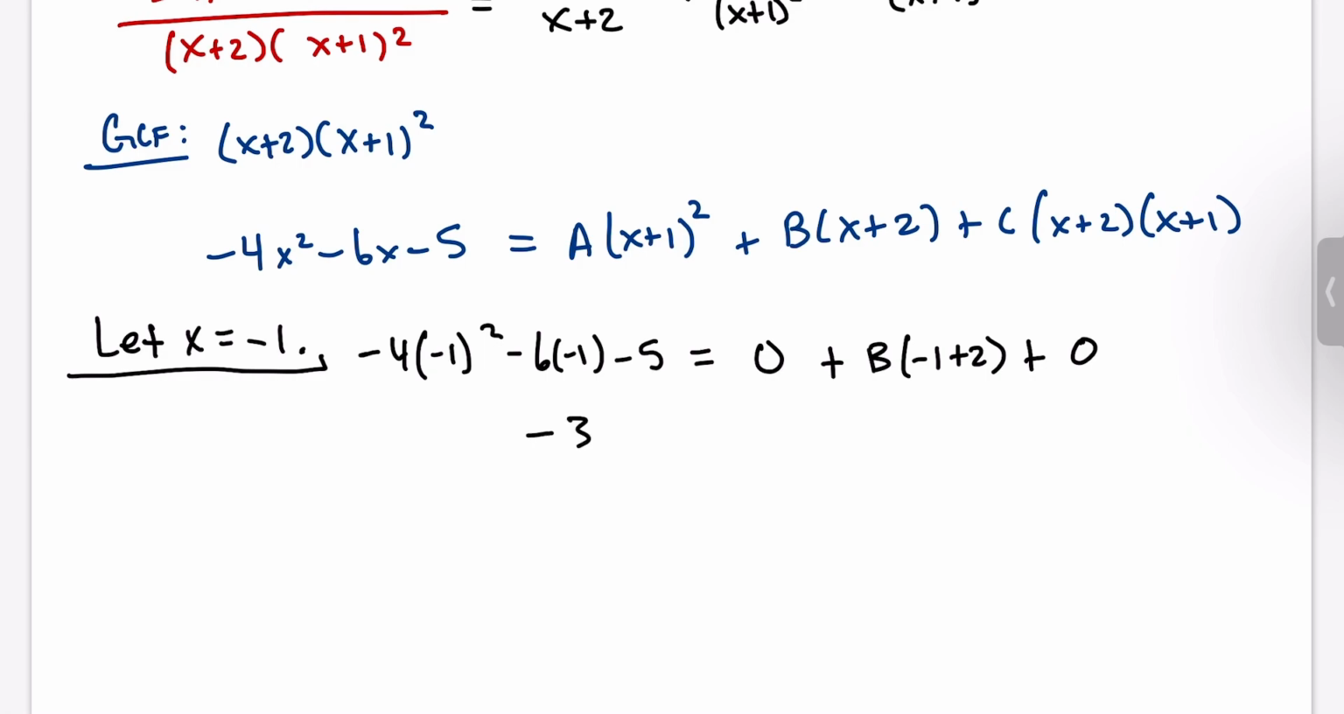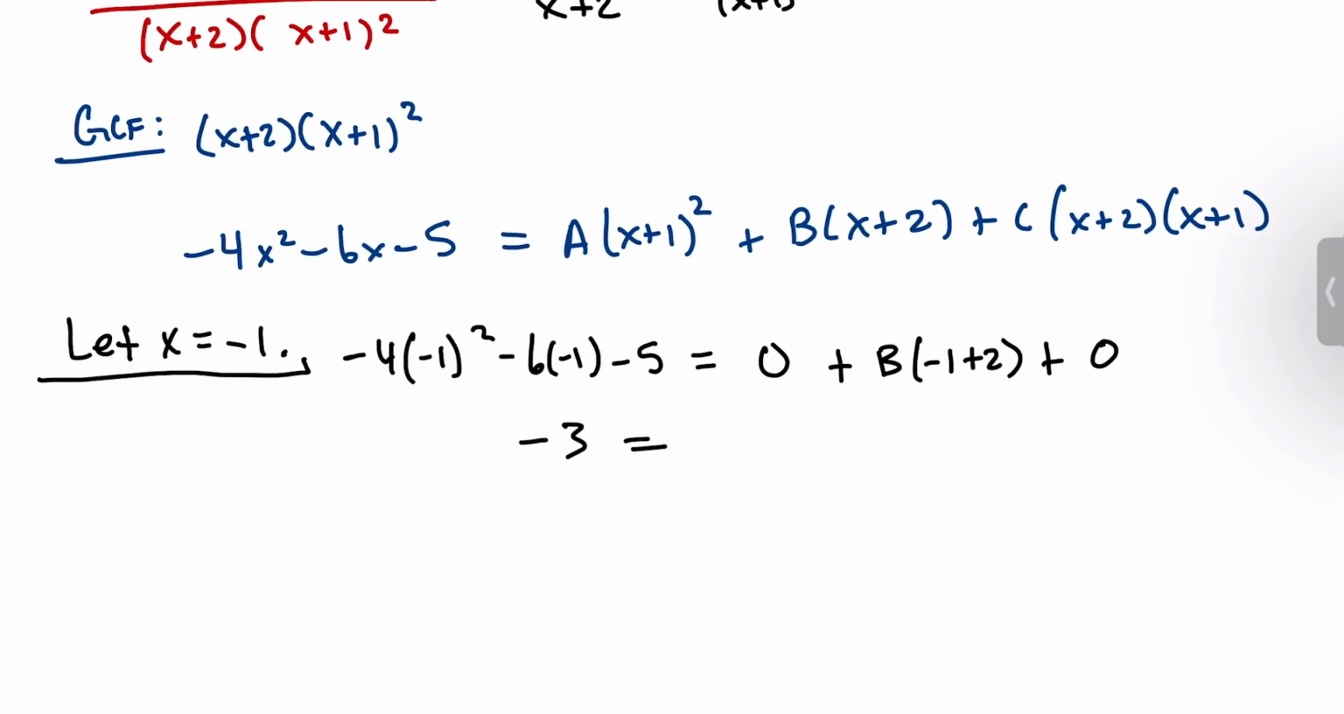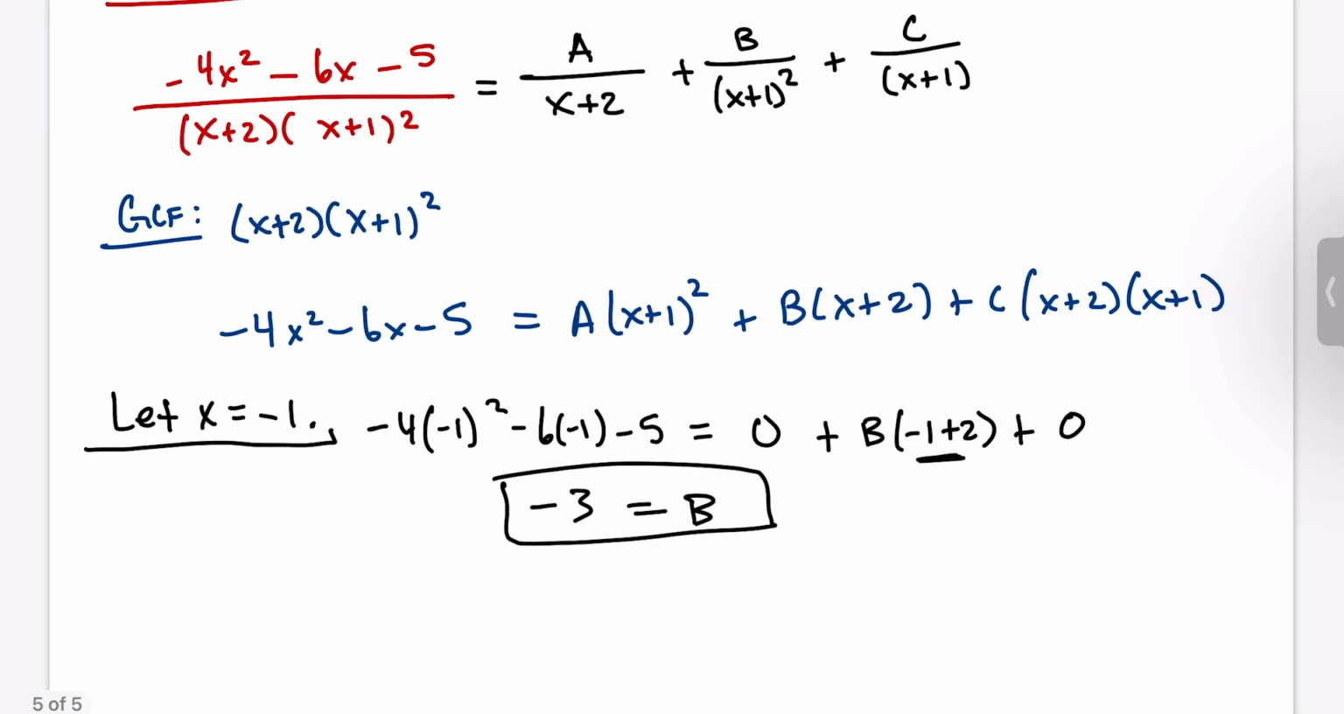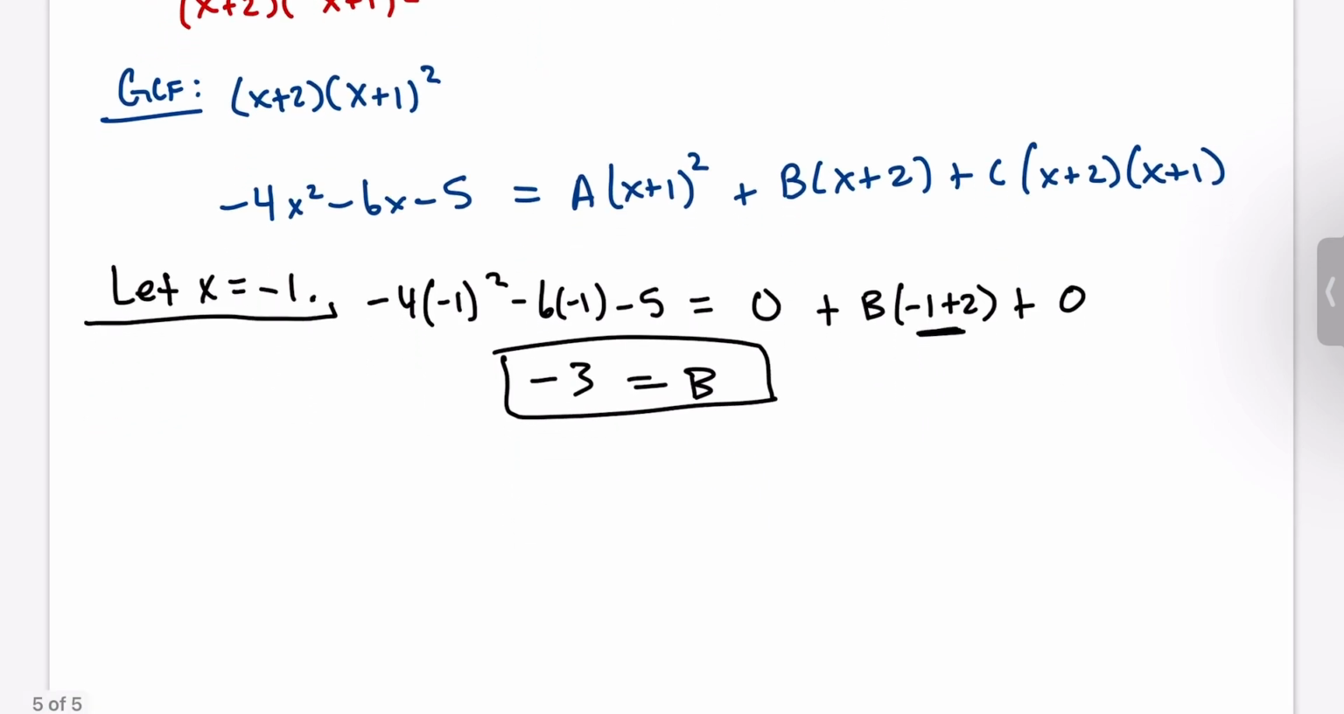So here's -3 equals, and on the right-hand side, this here becomes 1. 2 is bigger, so it becomes b, and we're done, right? So we located b. So again, ultimately, your objective is to get your a, b, and c so that you can plug them in on top, and then you're done. So we're done with b. We need a and c.